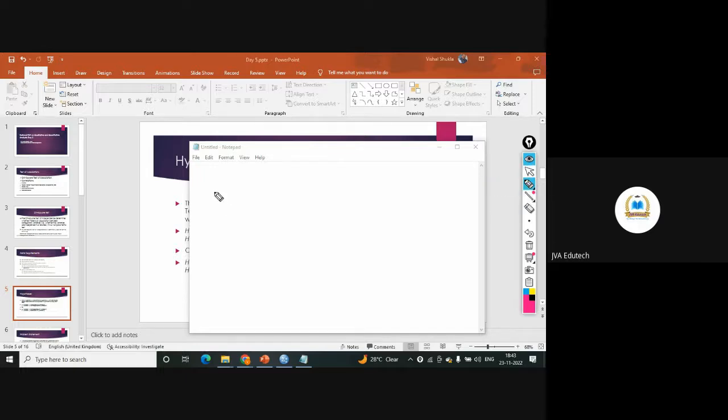So the chi-square is represented like this, and it is equal to O minus E square upon E, where O is the observed frequency and E is the expected frequency. Observed frequency you have already calculated from your data.